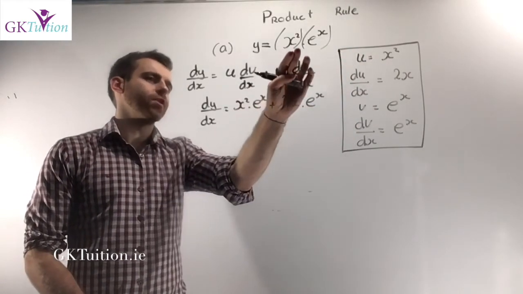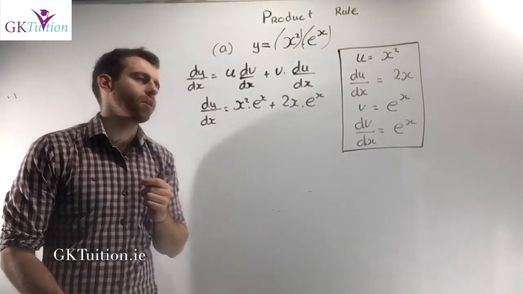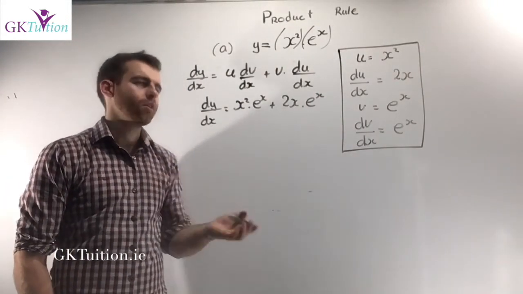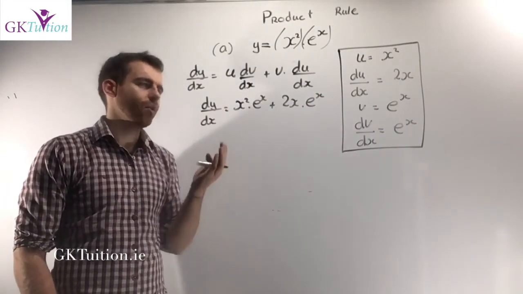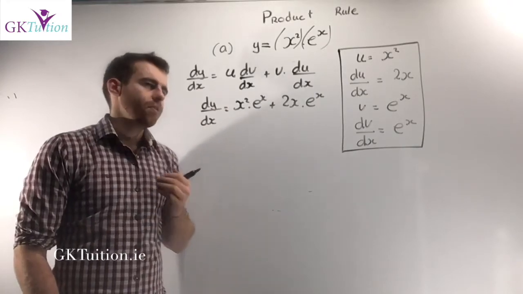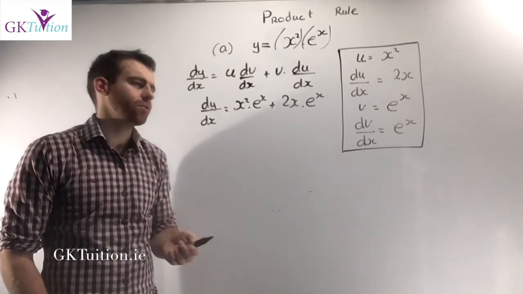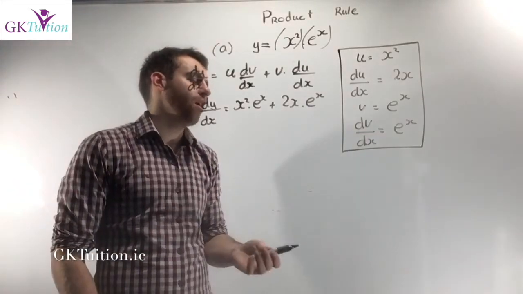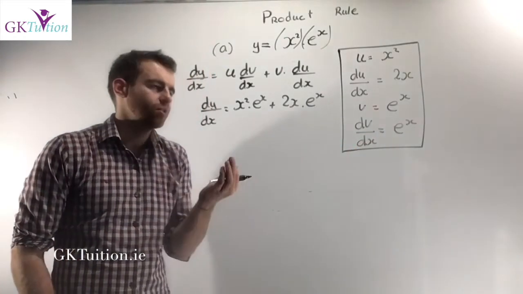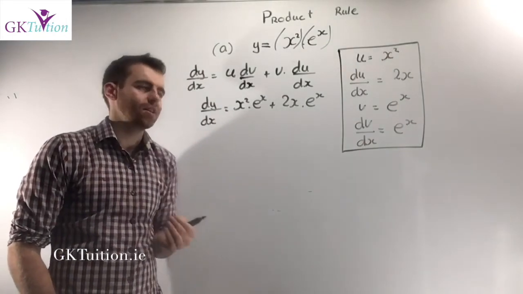U will be the first thing, which in this case is x squared. And the derivative of x squared, I just bring the 2 in front and I get 2x to the power of 1. Then v is e to the x. And according to page 25 in the maths tables, the derivative of e to the power of x just stays the exact same. So dv dx in that case will be e to the x.